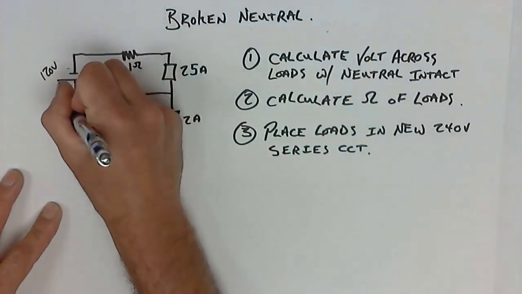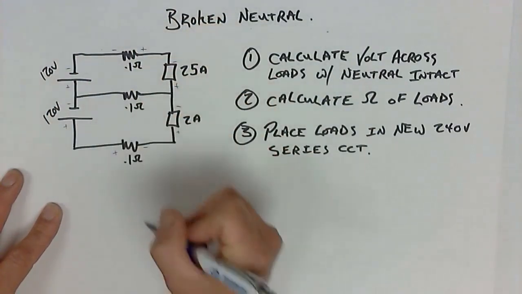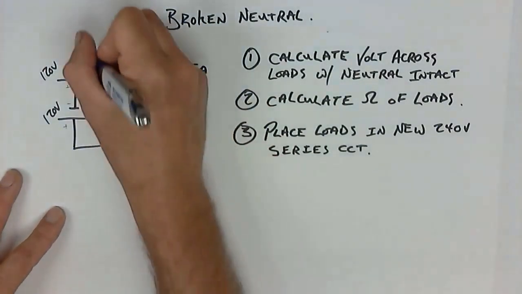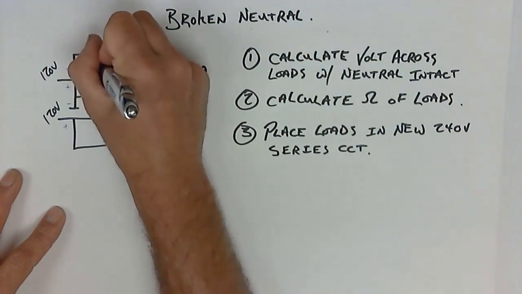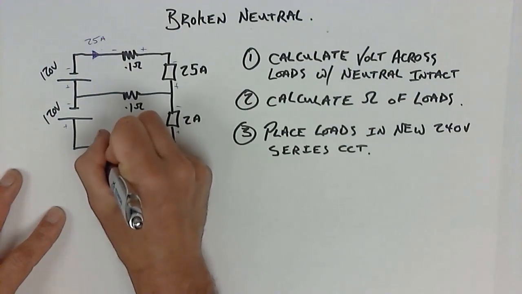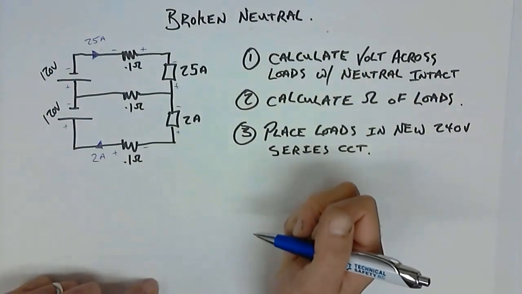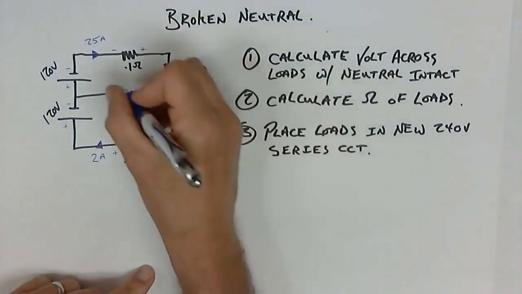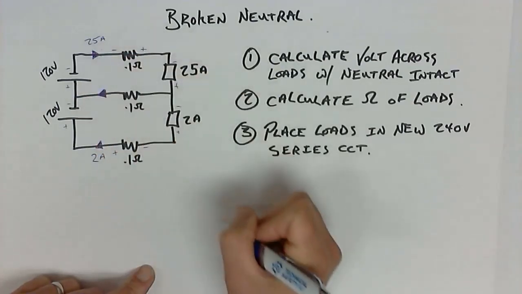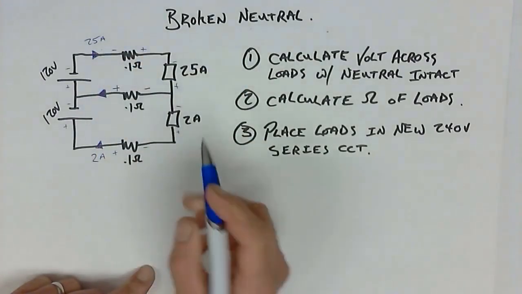So first step, indicate polarity across every one of the devices that we can. At this point, I cannot do it on the neutral. Next point, indicate current flow direction. 25 amps, 2 amps. 25 and 2 means that we have 23 amps, and the 23 amps has to be traveling in this direction. That means that the polarity of my neutral should look like this.